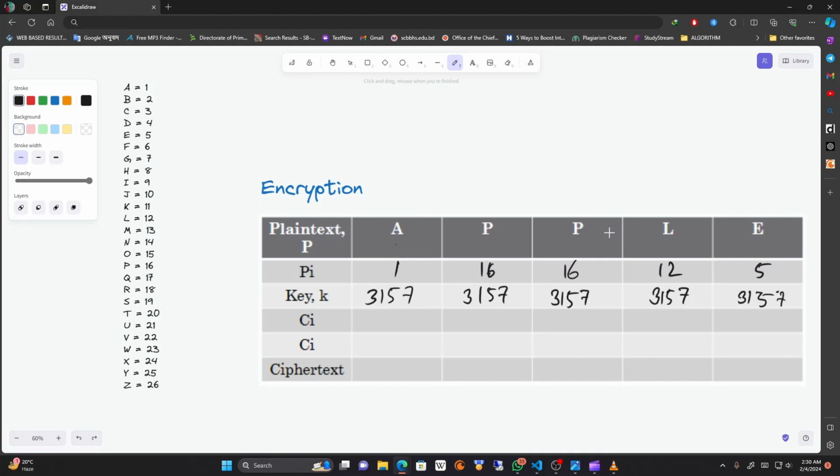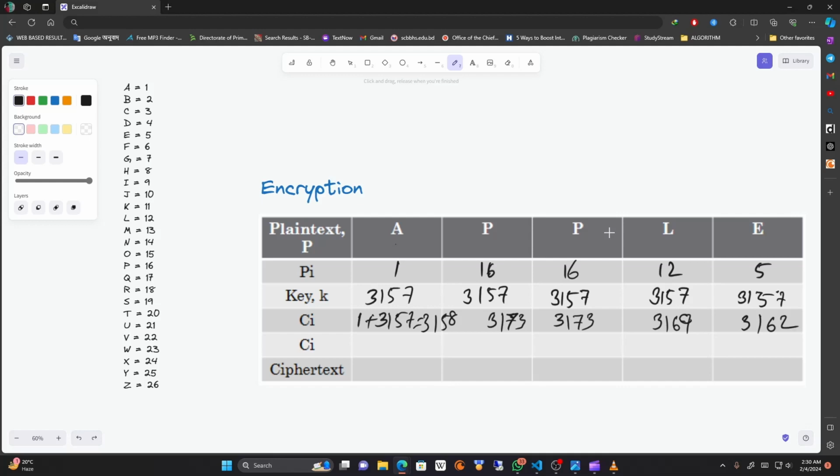Now how will we get our ciphertext index? We just need to add plain text and key value, which is 1 plus 3157 equals 3158. Similarly, this is also 3173, then 3173 again, and this will be 3169, and this will be 3162.